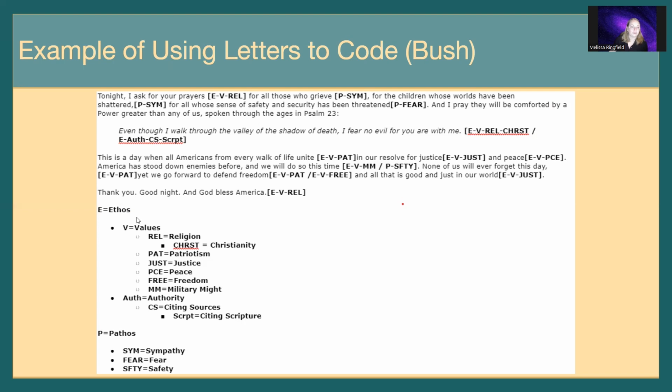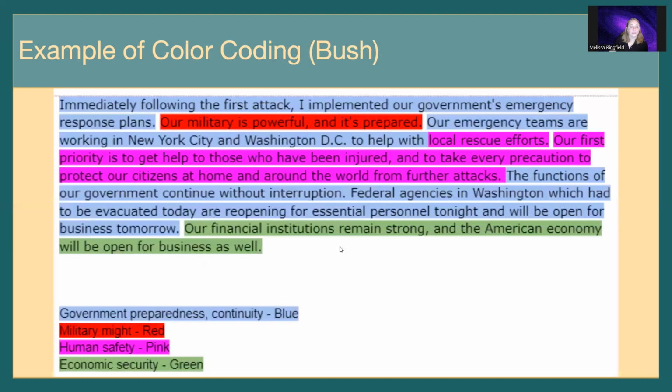And so we just go through and we use our codes and we insert them directly after each unit or phrase that we want to count. In this one, we had simpler coding categories, and so we could use colors. Everything that is in blue is about government preparedness or continuity. Everything in red is military might. Everything in pink is human safety. And everything in green is economic security. So we could go through and count how many words or just how many instances each topic is talked about.